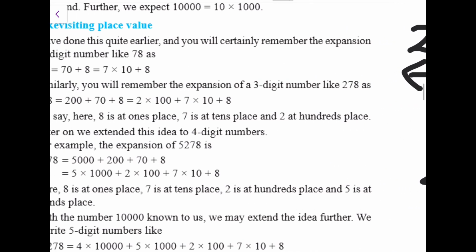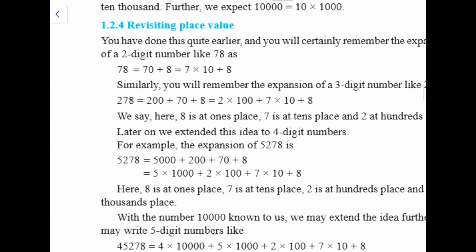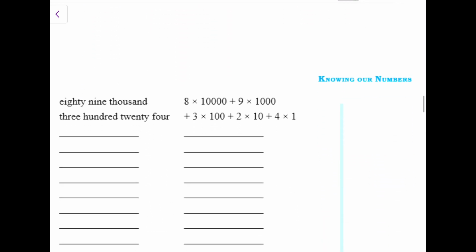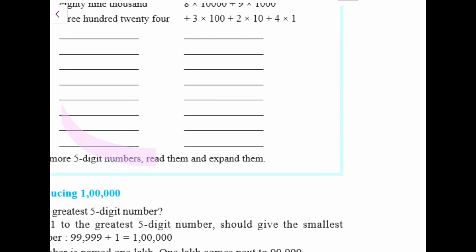Now have a look at your textbook. Here you have revisiting place value system, and one example is given there, and there is a try these section. In this try these section, they have given the expansions. And you have to attempt with more examples. So I hope all of you will try with more and more examples.